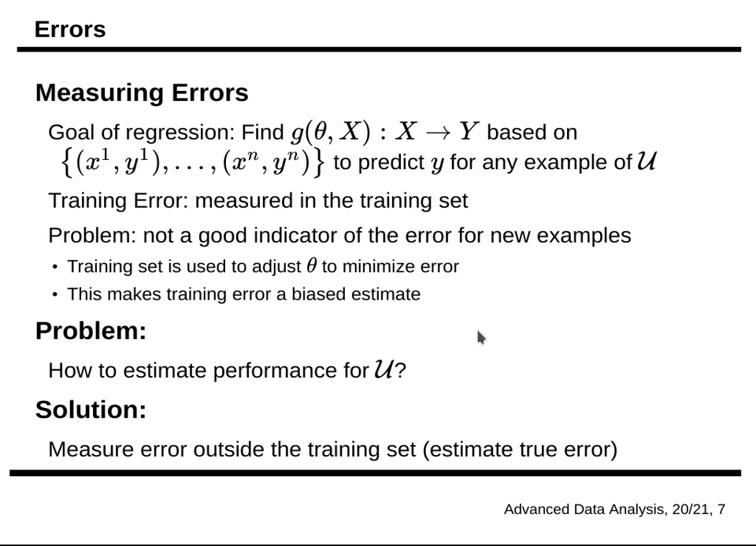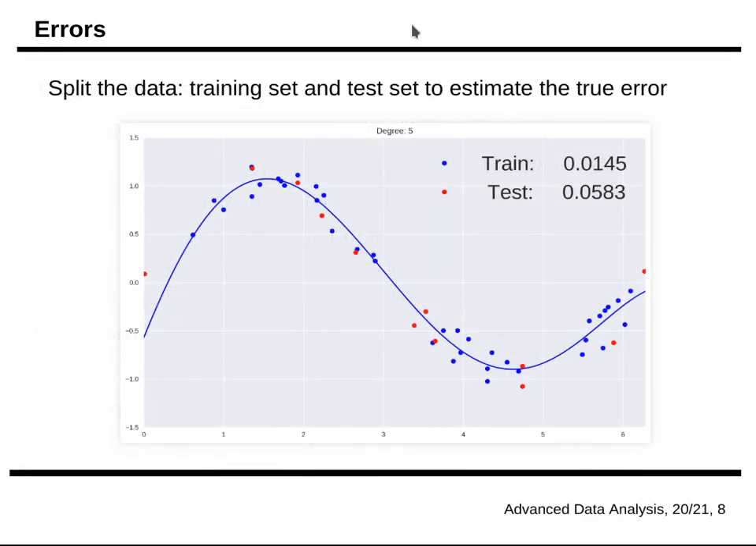So we train with some examples and then we measure the error with other examples that we did not use for training. So let's suppose we do this. We split the data at random in a training set, which are marked here in blue, and a test set in red. So in this case, we fit the curve to the blue points, which are used for training, but then we measure the error outside this set in the test set, in the red points, so that we have an unbiased estimate of the true error.